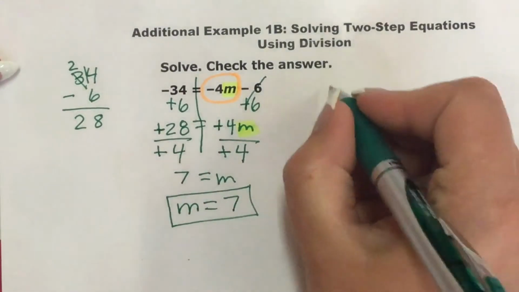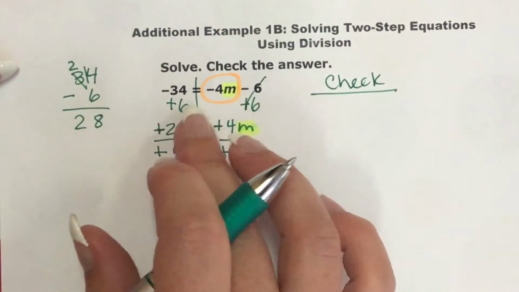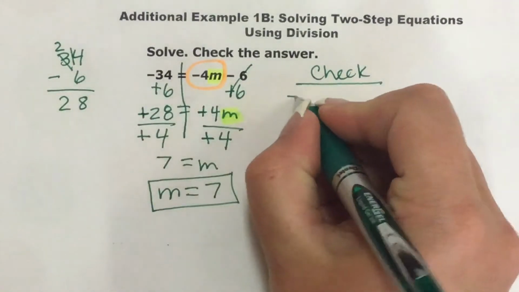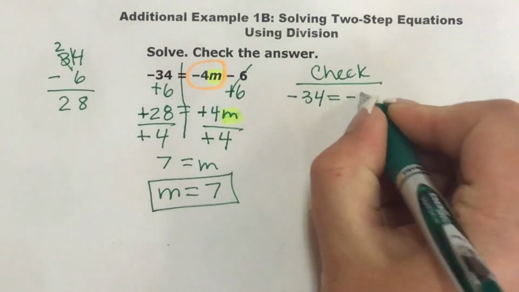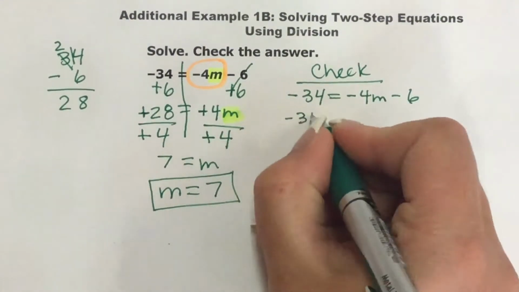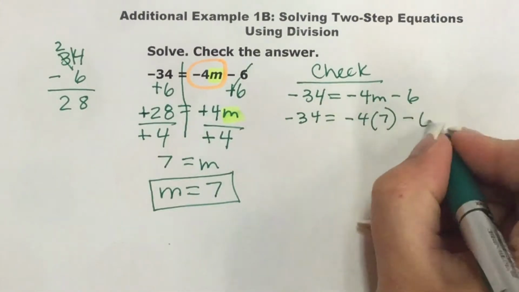Okay, perfect. So now we're going to go over here and do the check, see if we're right. And we are going to write the, drum roll please. Yes, the original equation first. Negative 34 equals negative 4m minus 6. Perfect. We're going to stick 7 in for m. So we have negative 34 equals negative 4 times 7 minus 6.